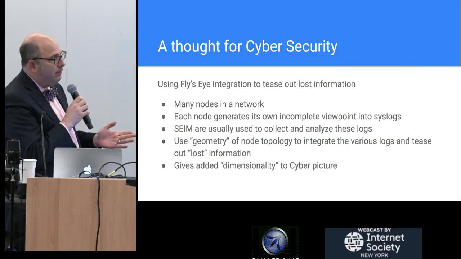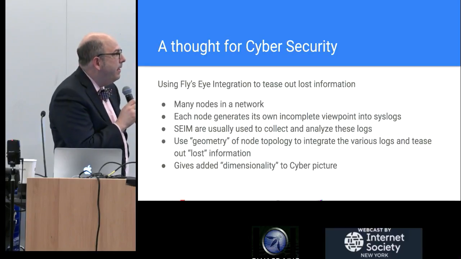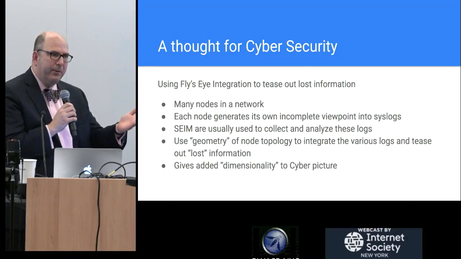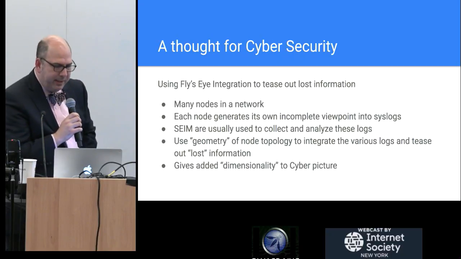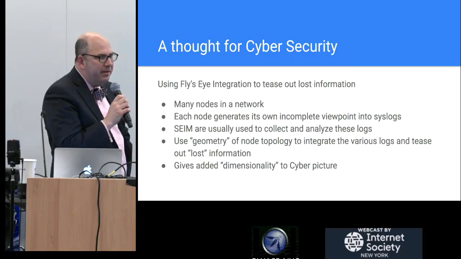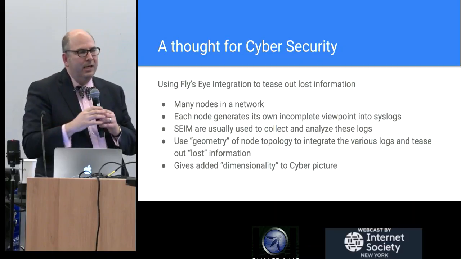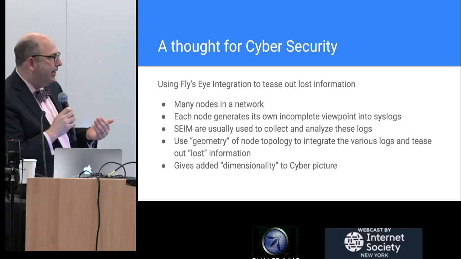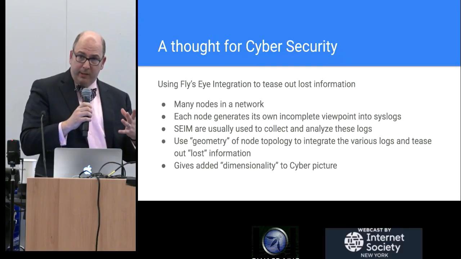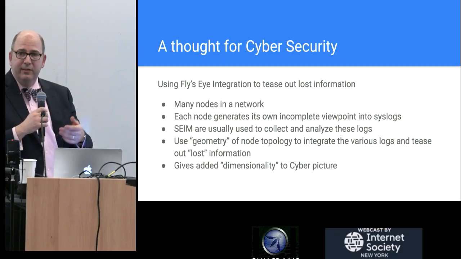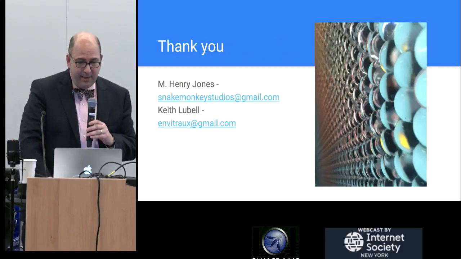So my last thought, and we appreciate OWASP being here, is one thought I had about fly's eye. When people have their networks and they're worried about securing them, I think Alex said very clearly, you have too much information. You put it into a SIEM or something like that, trying to tease out some meaning. But I always thought it might be interesting to use the fly's eye as a metaphor and use the geometry, that is the location of your nodes, the topology of your network, and maybe use that information to recover some of the lost information and get a better picture of cyber events. Anyway, that's it. Thank you very much.